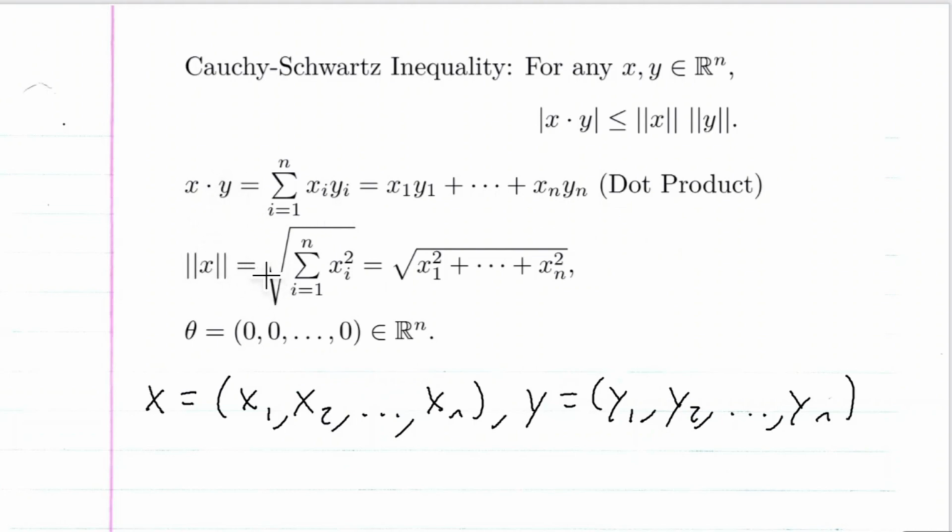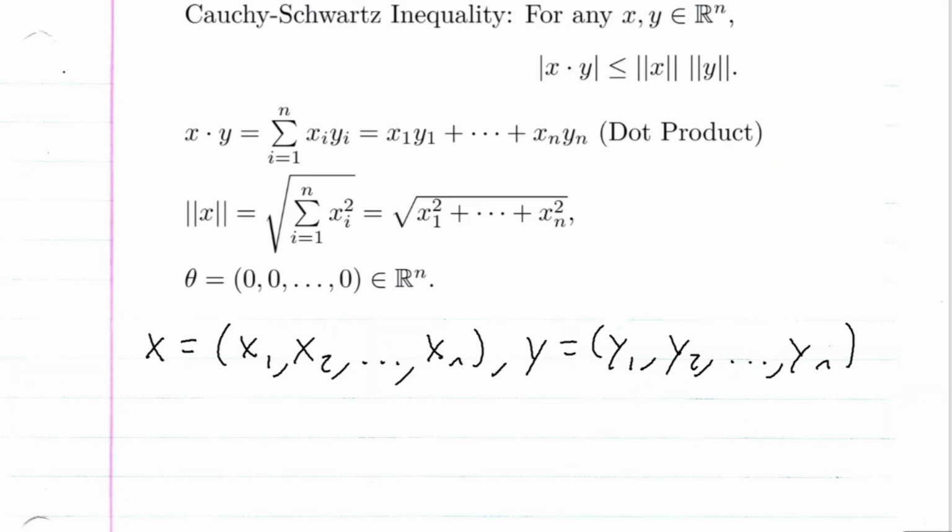The norm is defined as the square root of the sum from 1 to n of x of i squared, which is the same thing as the square root of x of 1 squared plus x of 2 squared, all the way to x of n squared. And lastly, we want to identify the 0 in R to the n, which is typically denoted by theta. This theta is just each component equal to 0, n times. So that's basically what we need in order to show this inequality. Let's go ahead and start the proof.